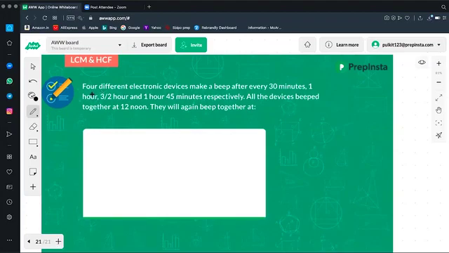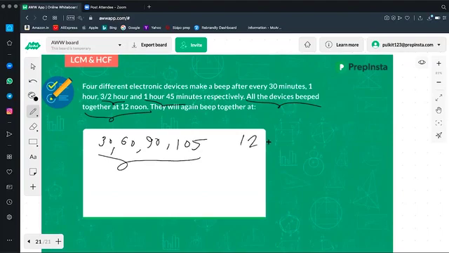So guys, the question says, four different electronic devices make a beep after 30 minutes, 1 hour. So what is 1 hour, guys? 60 minutes. Three and a half, 3 by 2 hour. So what is 3 by 2 hour? That is 90 minutes, and 1 hour 45 minutes. That is 105 minutes, respectively. All the devices beep together at 12 noon. They will again beep together at.